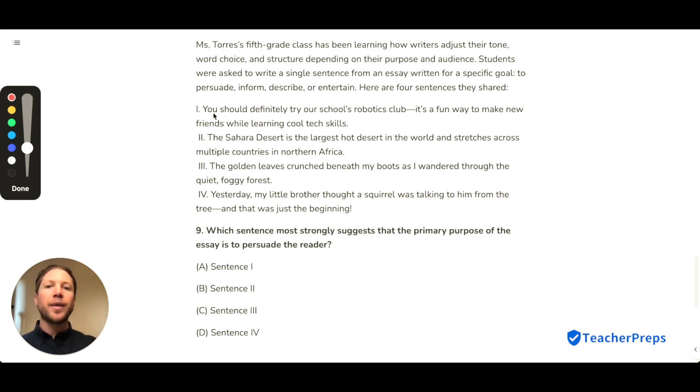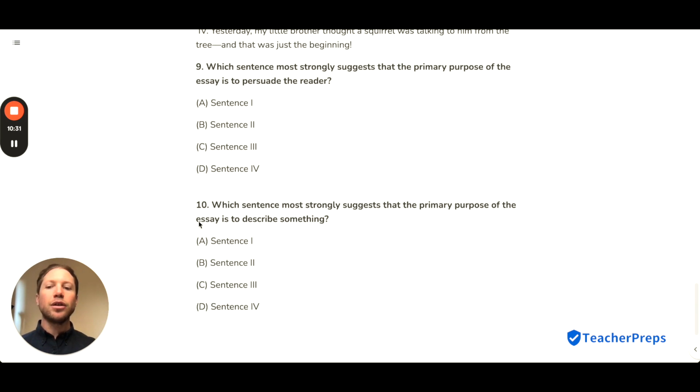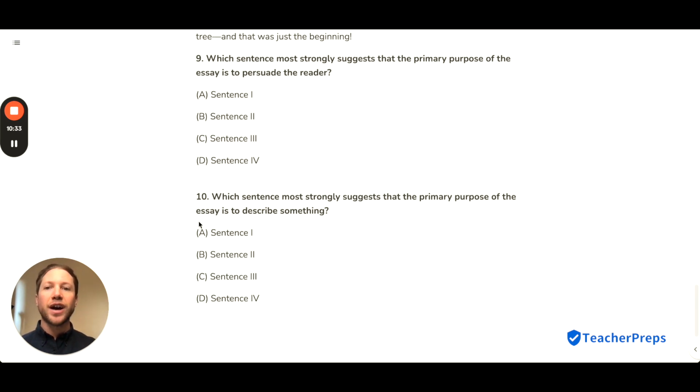So I'm going to go back up and read the incomplete sentence number 1 just to make sure, because I do so far think that looks best. You should definitely try our school's robotics club. It's a fun way to make new friends while learning cool tech skills. That to me is the persuasive sentence. So I'm going to circle sentence number 1 or answer option A. Now let's go on down and take a look at number 10, our final question.